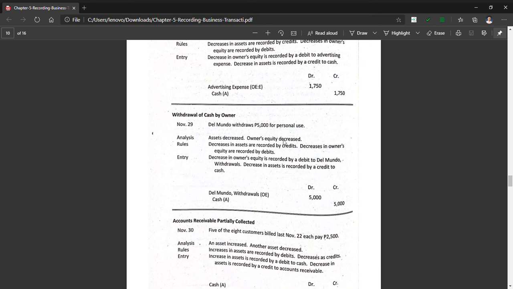Dahil nag-decrease ang owner's equity, dapat nasa debit ito, right? So, Del Mundo withdrawals. Take note on the word withdrawals. Del Mundo withdrawals, 5,000 kasi lumiit ang owner's equity, so kabaliktaran dapat siya ng right side, which is left side. So, debit, 5,000. Credit cash, 5,000 kasi lumiit ang pera ng business ng 5,000.